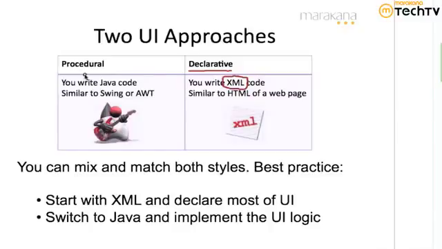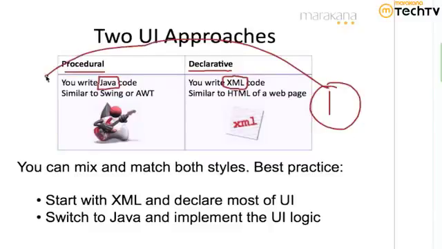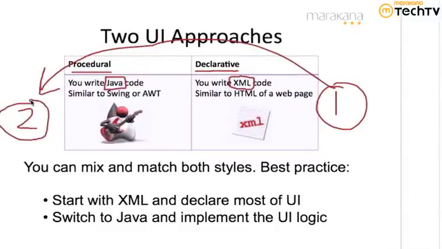The other way to do it is procedurally. You code it. You do it by writing Java code. Okay, and that's very similar to what AWT and Swing look like in Java. In other words, it's a lot of code, lots of typing. Right? So the way we're going to do it is we're going to use both ways. We're going to start here, this is going to be our number one, and then we're going to go here and finish it off here. That's the approach that we're going to take.